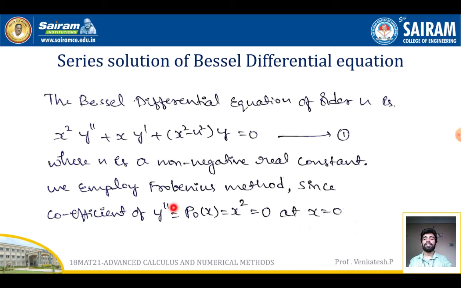We can see here the coefficient of y double dash is p naught of x, and this p naught of x is equal to x square. So if I replace x is equal to 0 here, I get p naught of x equal to 0. So this is the required condition to apply the Frobenius method. Once this condition is satisfied, we can apply the Frobenius method.